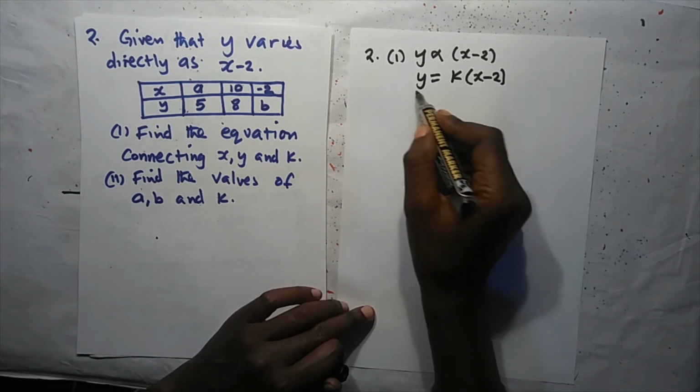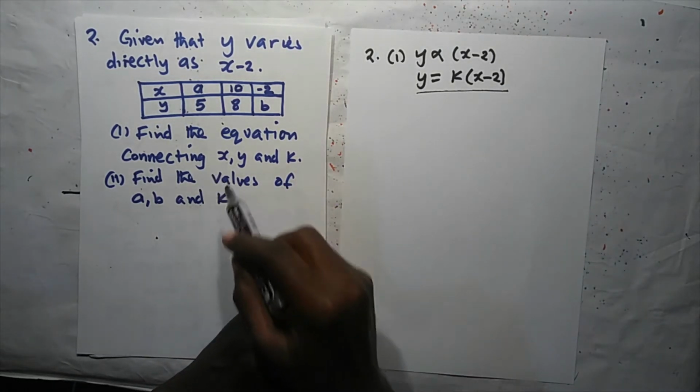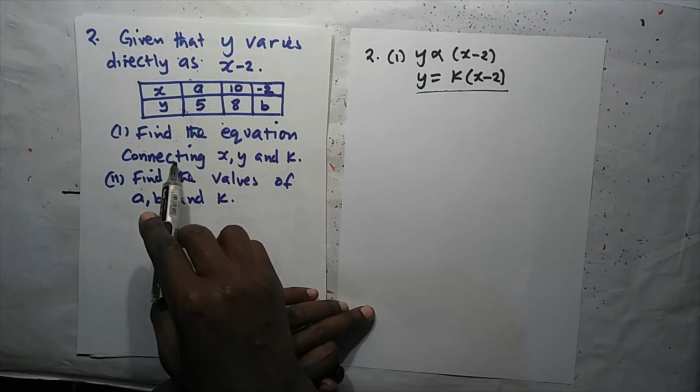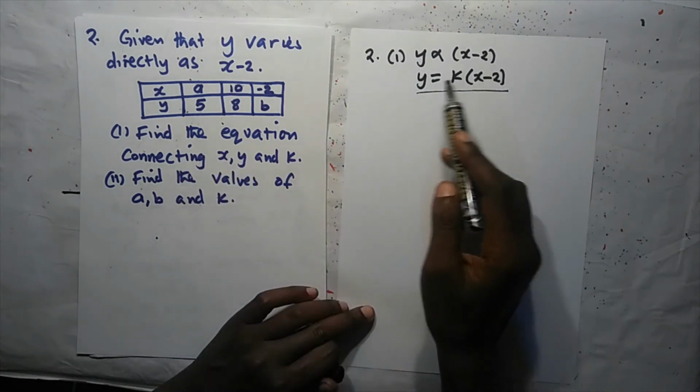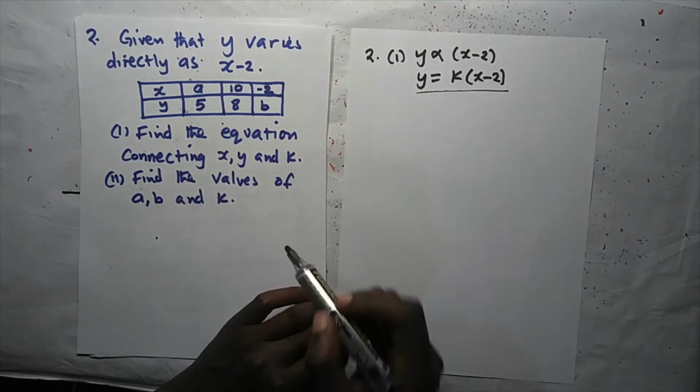And so this is the solution for the first part of the question, which says find the equation that connects X, Y, and K. So we have X, Y, and K in the equation.